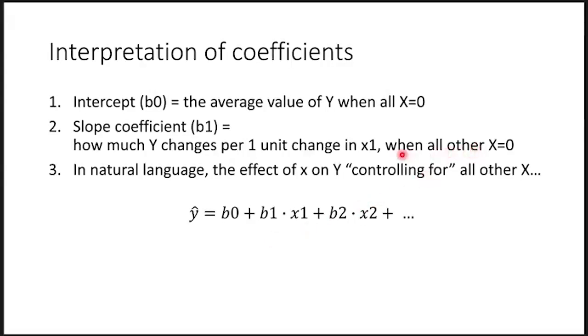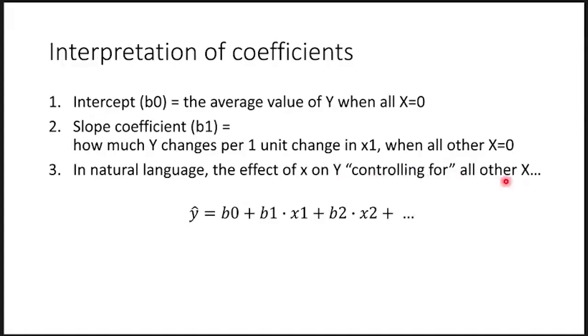So anyway, is that clear that the slopes have a very natural interpretation for us in natural language? It's how much y would change per 1 unit change in x when all the other x's are at 0. And we can say in more natural language, it can be the effect of x on y controlling for (I'm putting it in parentheses) all other x.